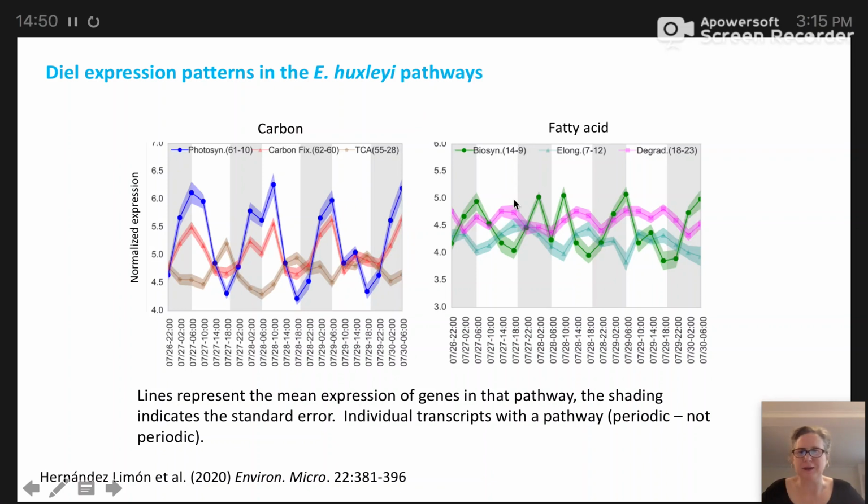I honestly never get tired of looking at these pathways because it's still kind of amazing to me that we can pick out and really try to understand what this one species of phytoplankton is doing over the course of the day in the environment.